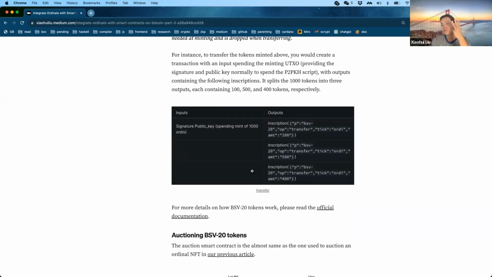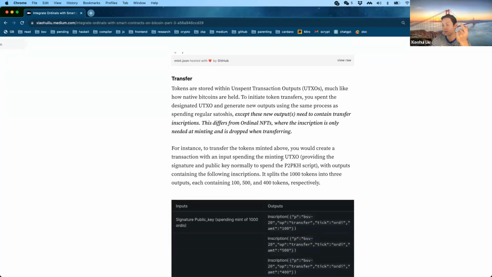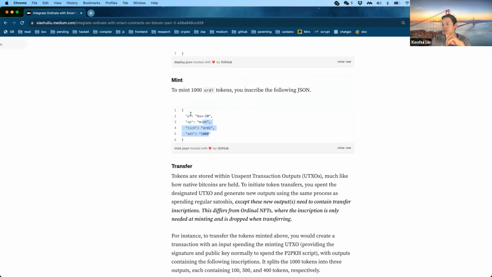Okay, so once you have these 3 rules set, you have defined your BSV20 token, right? You deploy, you can mint, and then you know how to transfer it. It's pretty much like Satoshis. Okay, but it's just encoded in a JSON file, inscribed.